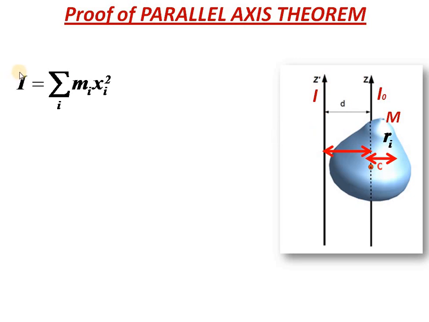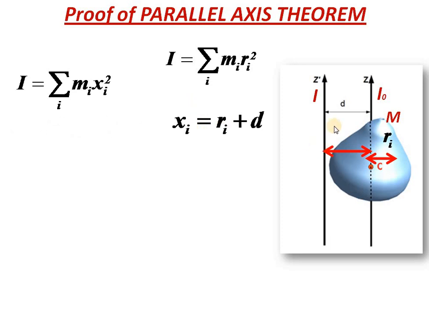So here this is the axis. What I here indicate is the moment of inertia of the whole body with respect to the I axis. That is very clear. The summation indicates that each and every particle is included. So this is the I which we get if you revolve the body with respect to the Z axis.